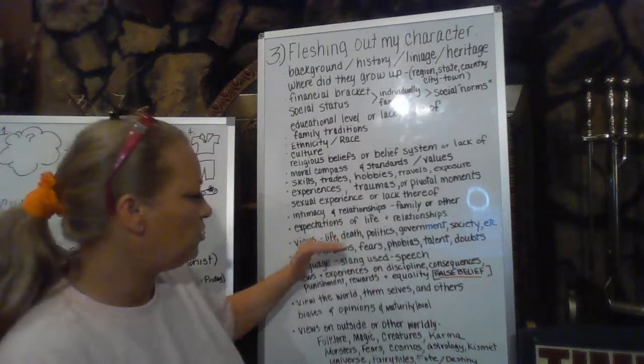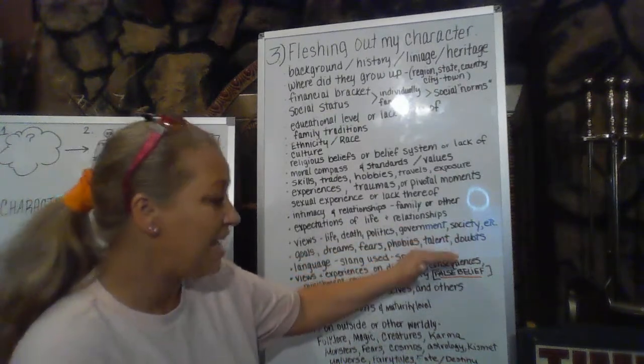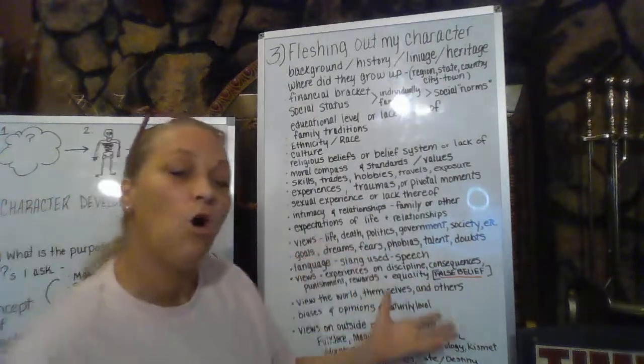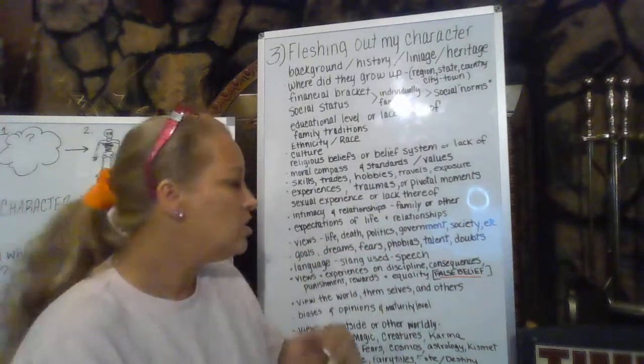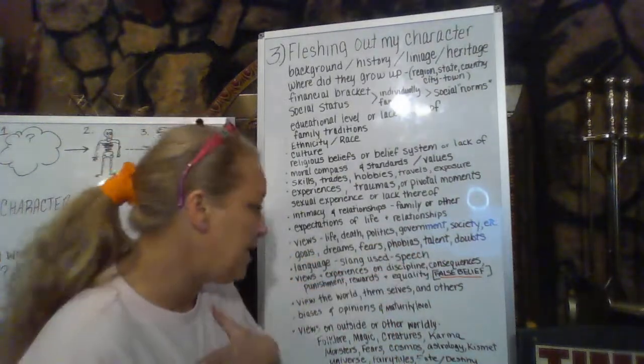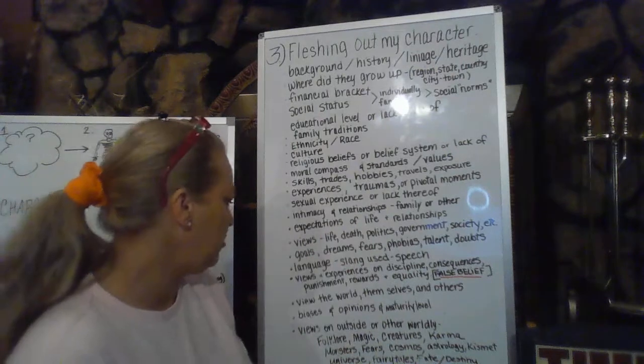Anyway, so then goals, dreams, fears, phobias, talent, and doubts. So these are all things that you can always weave into your story to show another side of your character. So these are things that I keep in mind, as I said, when I'm fleshing out my characters.